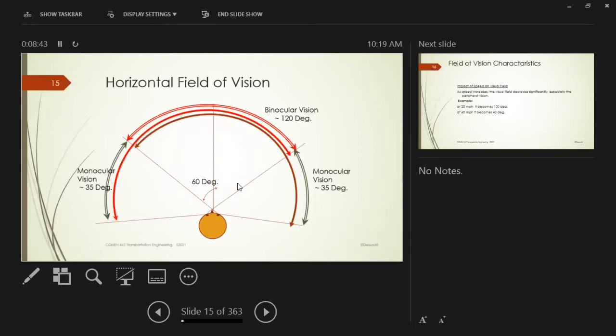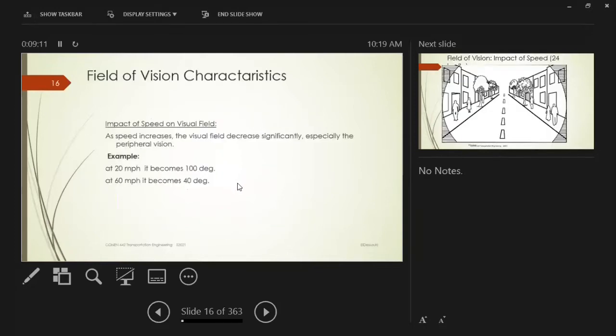As we can see, when we combine the field of vision for both the left eye and the right eye, we have an area of binocular vision. This is 120 degrees, where we can see targets with both eyes. Then we have monocular vision, which is basically peripheral vision on each side.